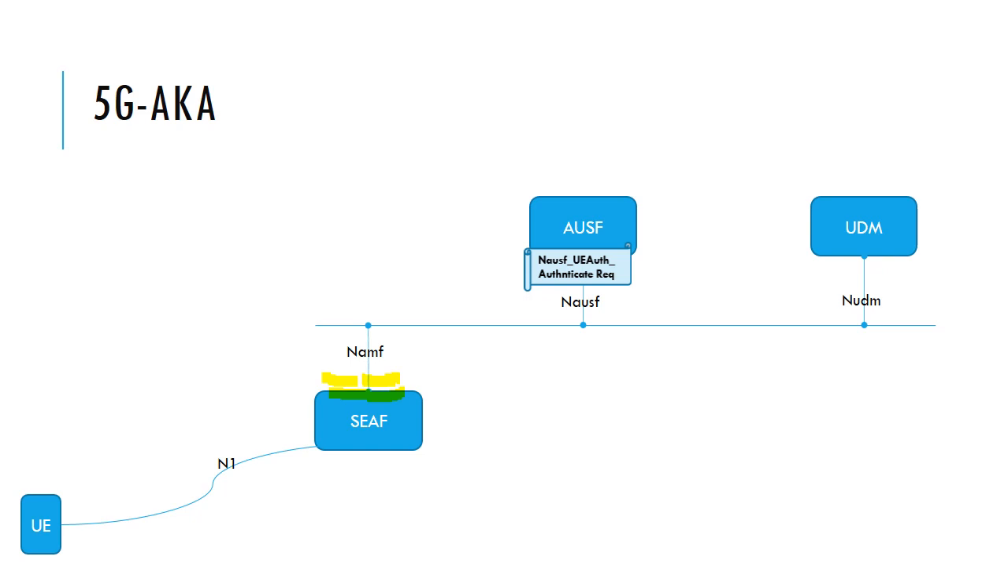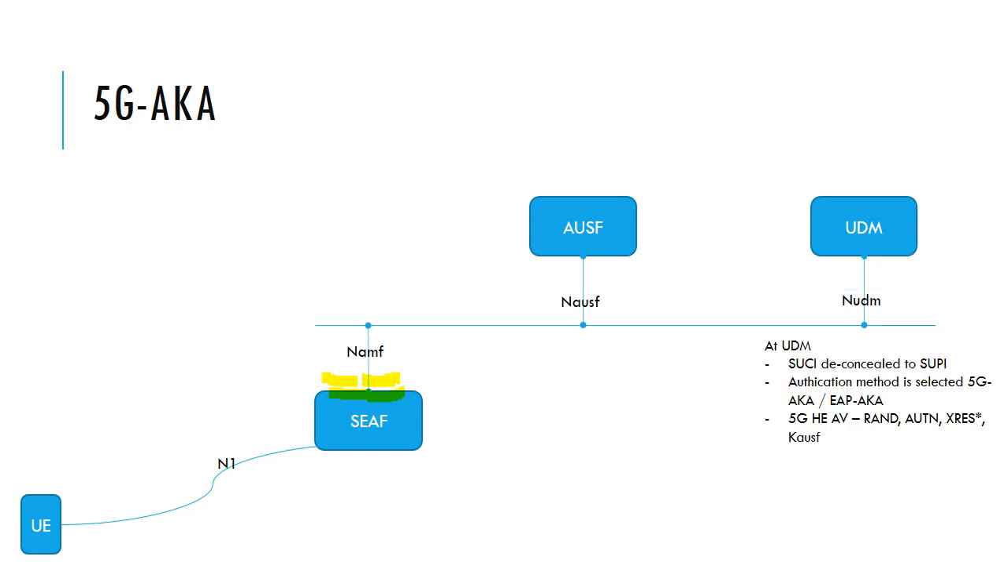towards AUSF. AUSF will see that it needs to consult UDM. So it is going to make a new message, the UDM UE authentication get request, to get the subscription data of this user. So this message is sent over the SBA interface to UDM. What will UDM do? If SUCI is received in the message, then UDM will deconceal it to obtain the SUPI, subscription permanent identifier. With that SUPI, it will check the subscriber's profile and see what authentication method is subscribed for that user. If it is 5G AKA or if it is EAP-AKA. So we'll focus on 5G AKA.